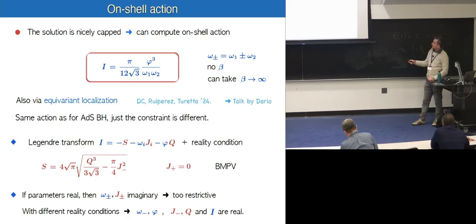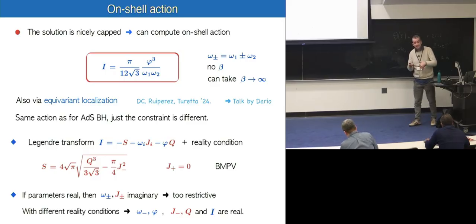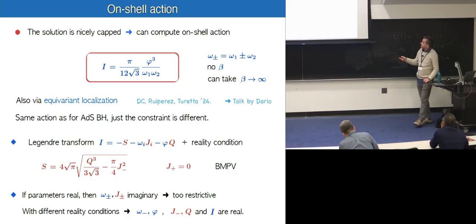And the result we obtain is this one. It's not so surprising, because it's the same expression that is also obtained when you compute the action of the AdS5 black hole, which also gives the correct entropy after Legendre transform. However, here we are in the asymptotically flat context, but the form of the action is exactly the same. What is different is just the constraint satisfied by these chemical potentials. In this case, recall the constraint that I imposed: omega plus, that is the sum of omega 1 and omega 2, is 2 pi i.